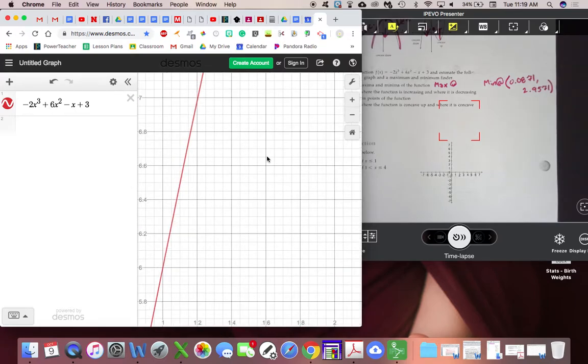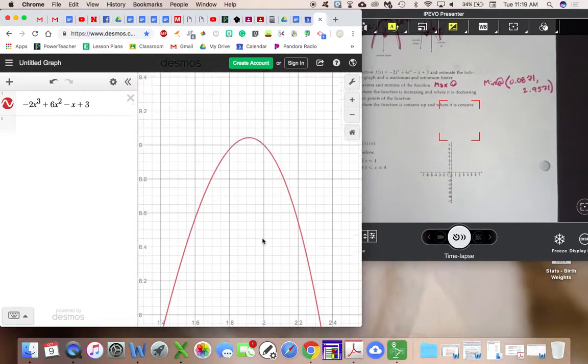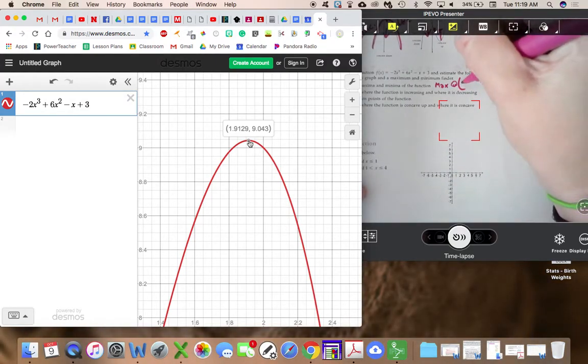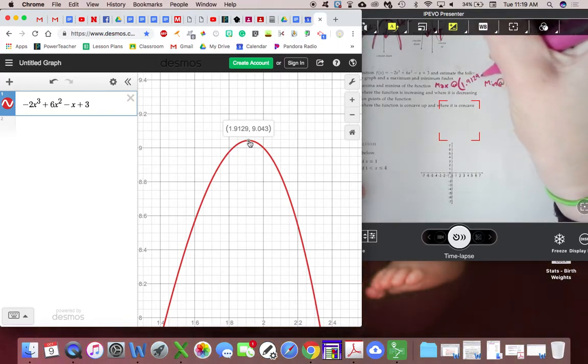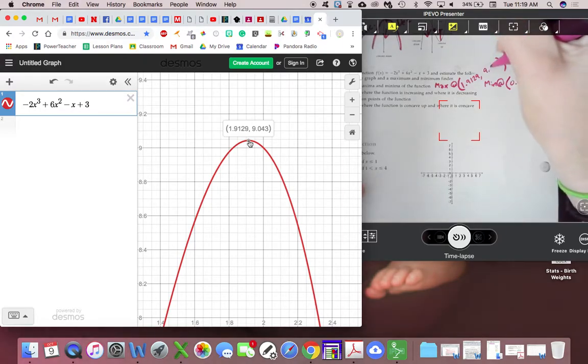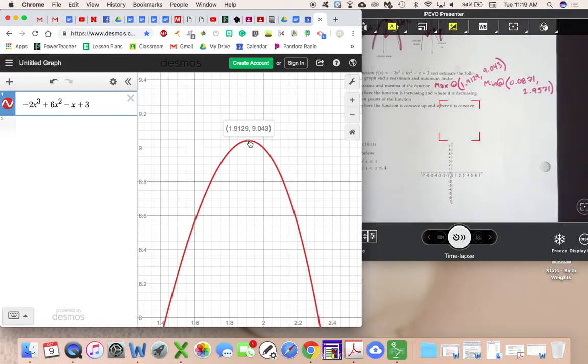Okay, max. My max is located all the way up here. If I just click on the function, it will drop a point there. That max is at 1.9129, 9.043. That's my maximum point.